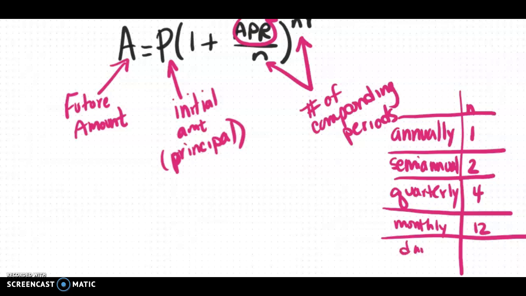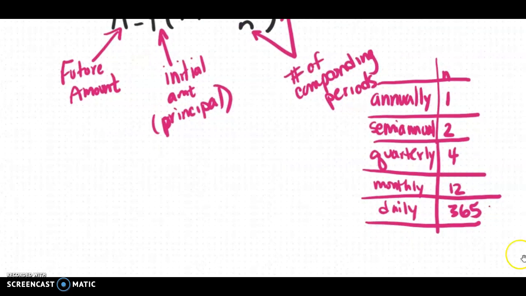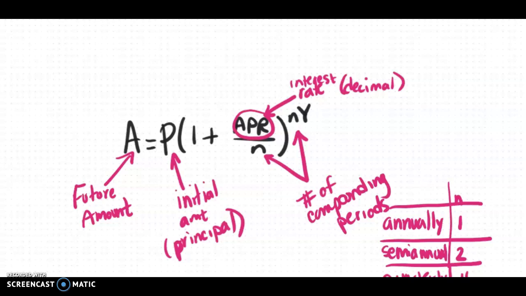Daily. For daily, our book uses an average of 365 days a year. We could see even more than this, but these are the most common ones. So that's our N. And then the last thing I see here is Y, and Y is the time, and that's in years. So you want to make sure the units here are years.